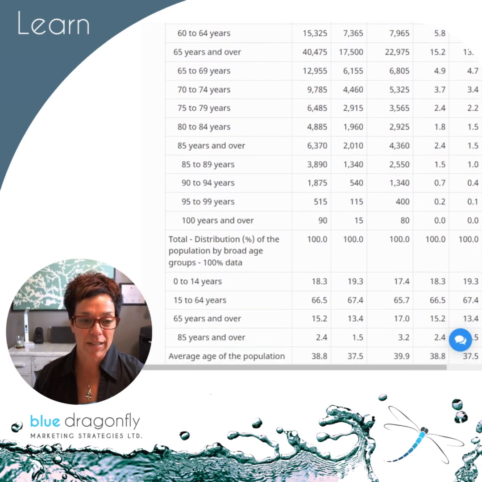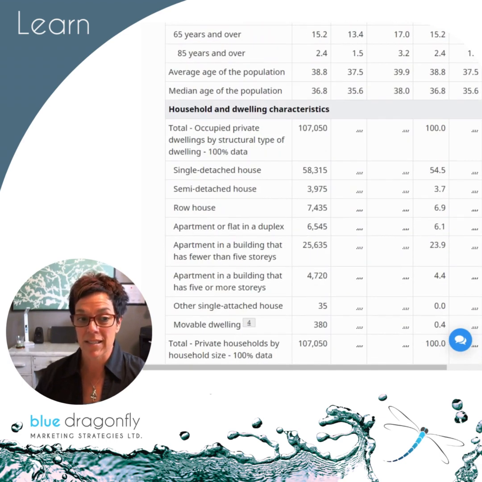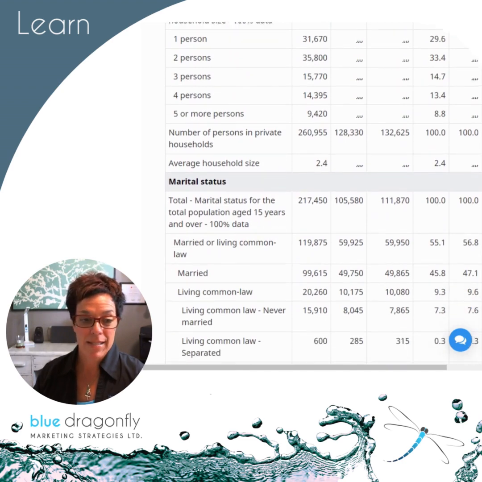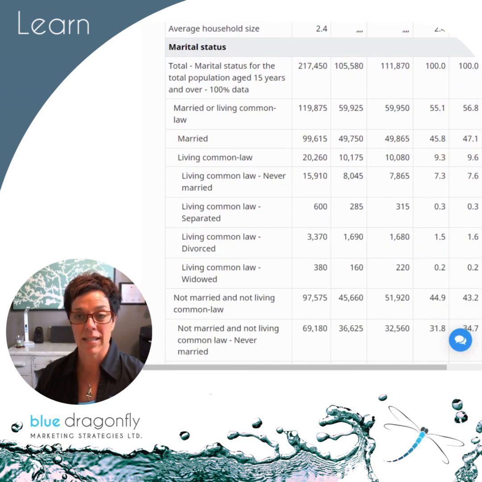In addition to age characteristics, you can also go in here and look to see what some household and dwelling characteristics are. So let's say that you're building houses or wanting to finance something like that. You can look to see how many are single detached houses, row houses, apartments, and that type of thing. You can see what the marital status is. So let's say that you have something where you're wanting to reach out to people who are living common law, and you want to understand what's the opportunity of people in the city of Saskatoon who live common law. You can see here that there are 20,260 people who live common law.